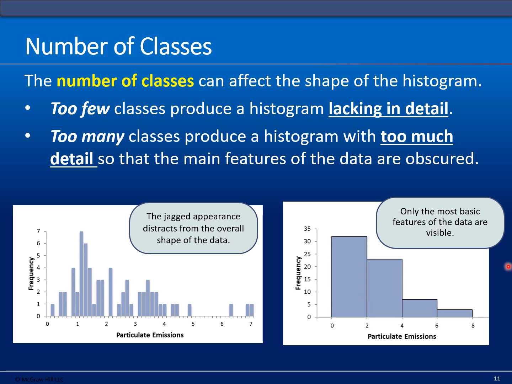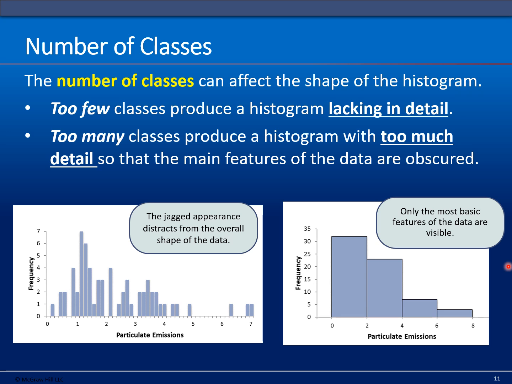Figuring out how many classes to have, I don't know if it's a science or an art, probably comes more with experience, but the number of classes can affect the shape of the histogram. Sometimes you draw something and you realize it's too far out. Sometimes you might want to make fewer classes, etc. Too few classes can produce a histogram lacking in detail. Too many classes can produce a histogram with too much detail.